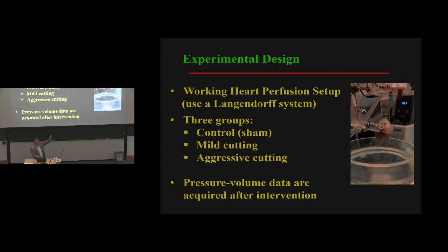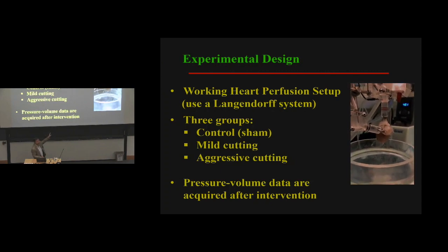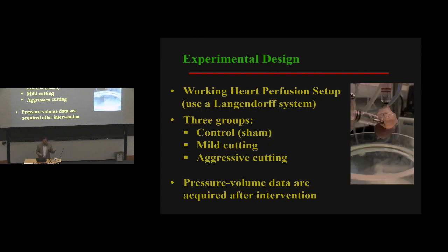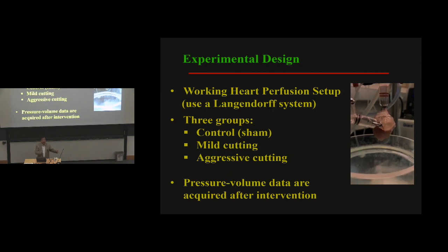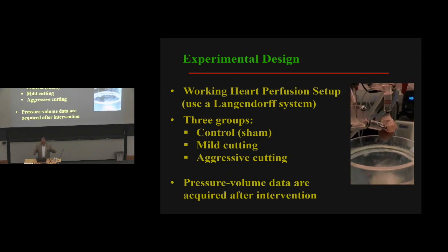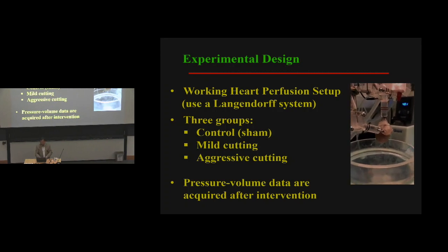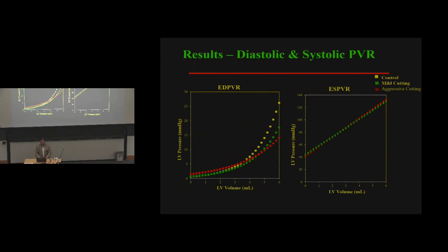You can do an experiment. Test the function, and then you can cut it, and then test it again. So the first group of study we did had 3 sets of the animal rabbit hearts, right? One you cut a little bit, one you cut a lot, and then one you don't cut. So you have 3 groups you can compare. Right? And then if you look at the pressure volume relation, that's what you see here.